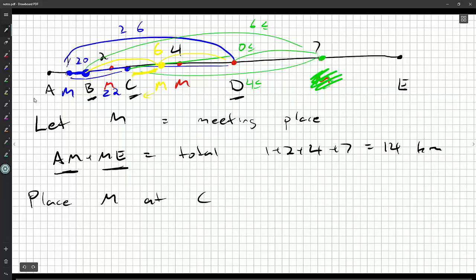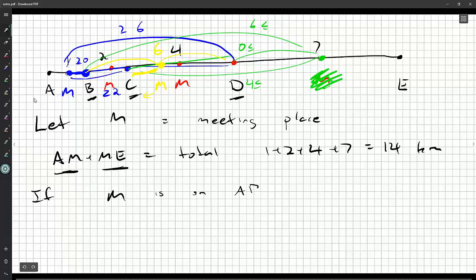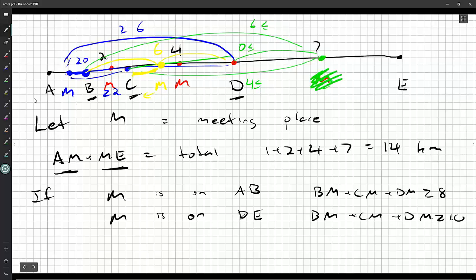So if I place M at C, I can write this up, I suppose. Well, it's a light bulb, so I don't want to, but maybe I'll need to do it for the B and C parts. I probably could have read the B and C parts before continuing on, but if M is on AB, then BM plus CM plus DM is at least 8. If M is on DE, BM plus CM plus DM is at least 10.